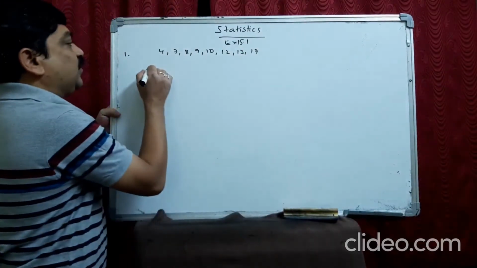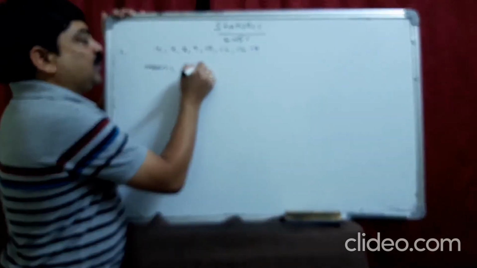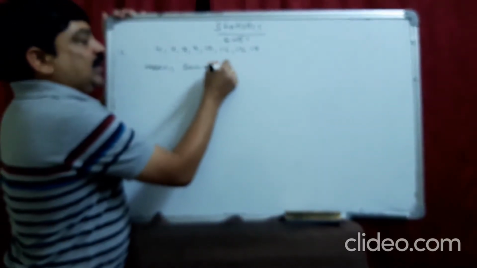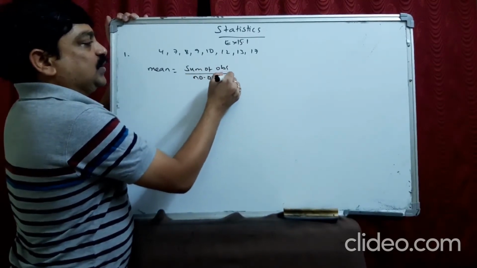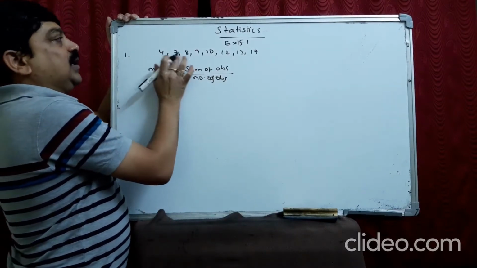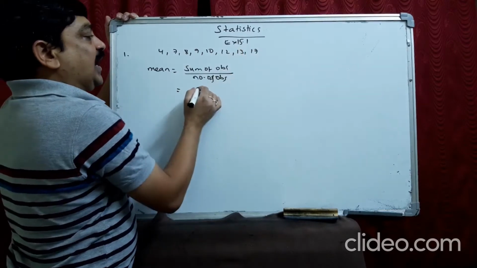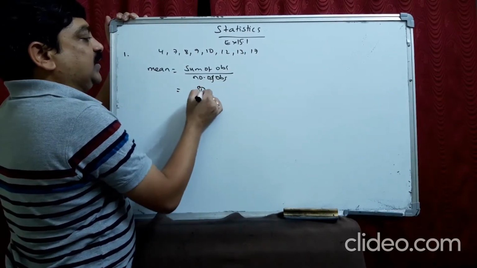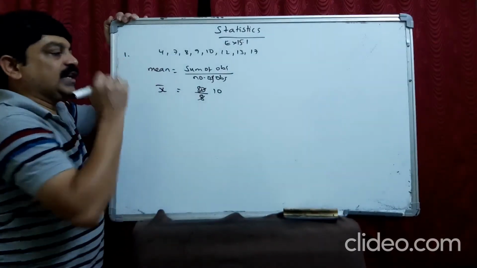First of all, let us find the mean. How to find the mean? Mean is the sum of the observations divided by the number of observations. Just add them: 4 plus 7 is 11, plus 8 is 19, 28, 38, 50, 63 and 80, out of 8. It becomes 10. So this is the mean, and we take it as x bar.